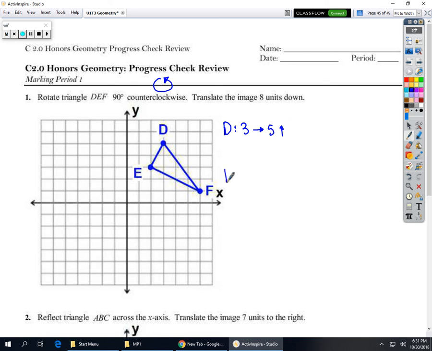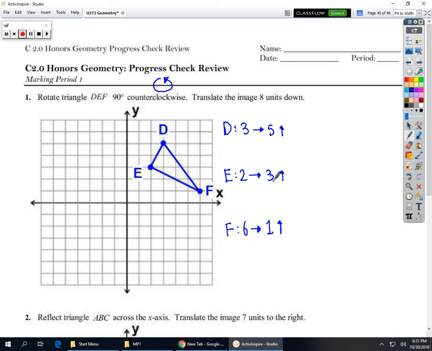What about E? E normally goes 2 right and 3 up. F normally goes 6 right and 1 up. 1, 2, 3, 4, 5, 6, and 1 up. Change that 3, make it a little bit nicer.